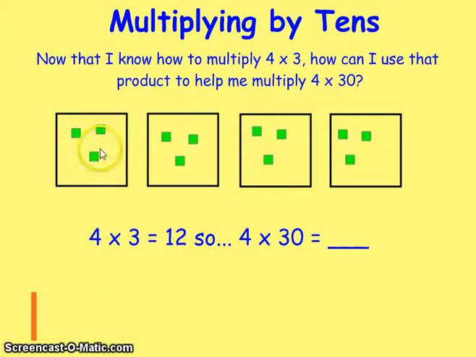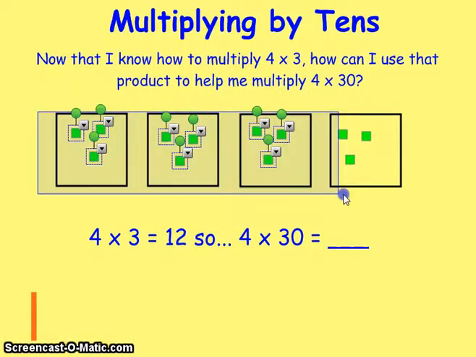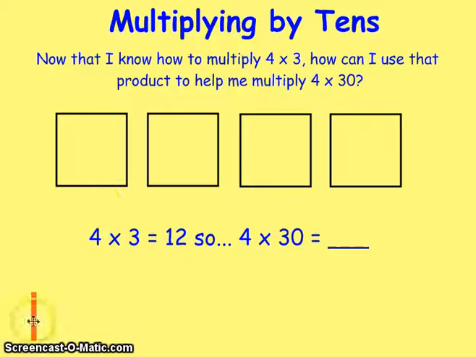In addition to multiplying with ones, we also talked about multiplying tens. I already know that 4 times 3 means 4 groups with 3 in each group, so 4 times 3 is 12. But now, how can I use that product of 12 to help me multiply 4 times 30? I'm going to take my units out and replace them with rods. So instead of 3 units in each group, I want 3 rods because I have 30, and I know that 30 is equal to 3 tens.